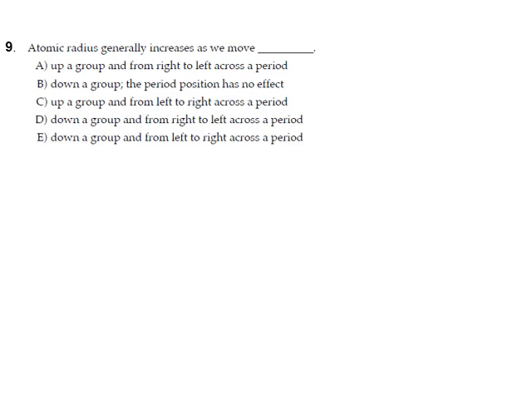Okay, number 9, atomic radius generally increases as we move... So we've already talked about this several times. Atomic radius will increase as we go down the chart. So the first thing we can do is eliminate everything that says up a group, like answer choice A says up a group, and C also. So those are out. So it has to be either B, D, or E. And then also the size increases what?